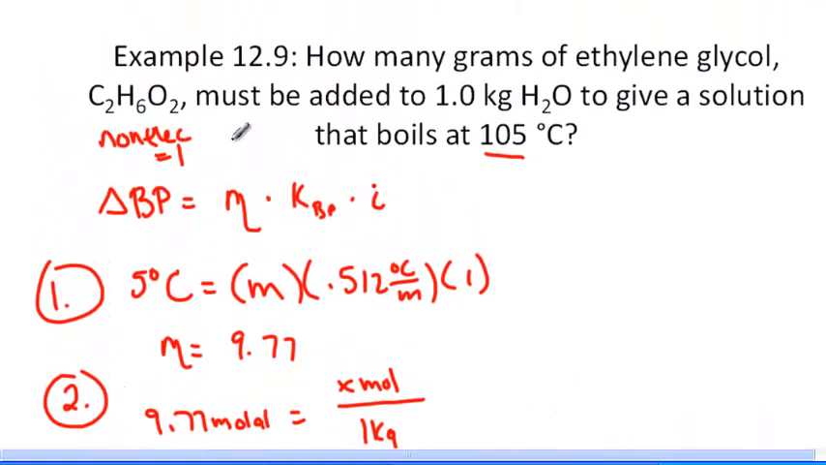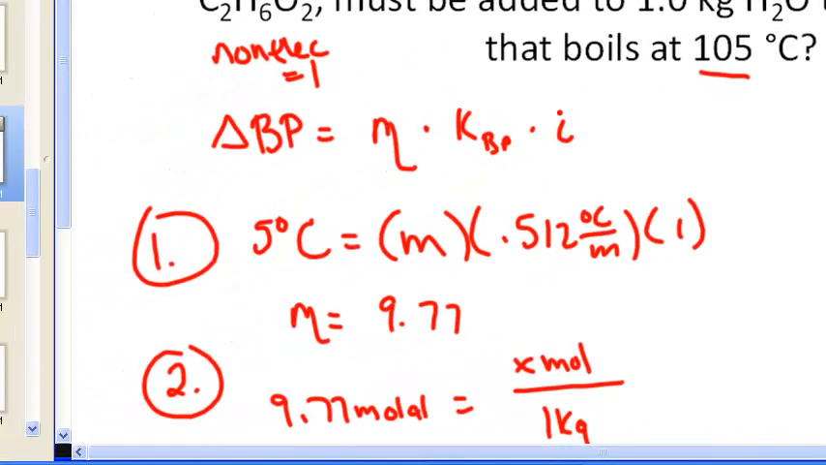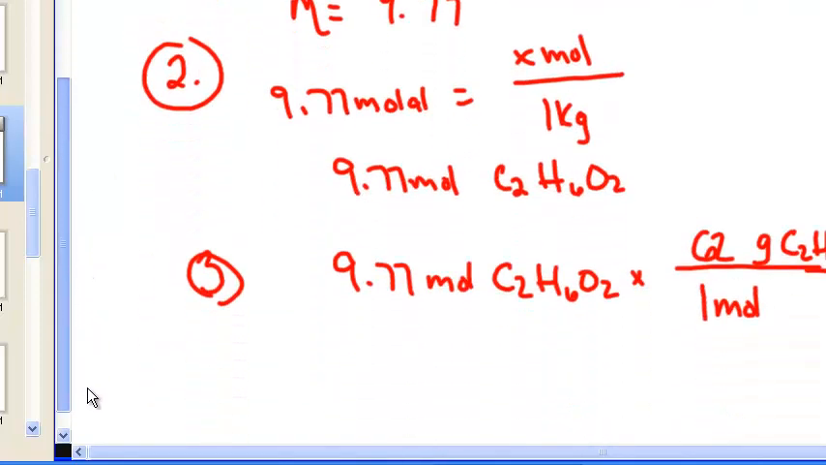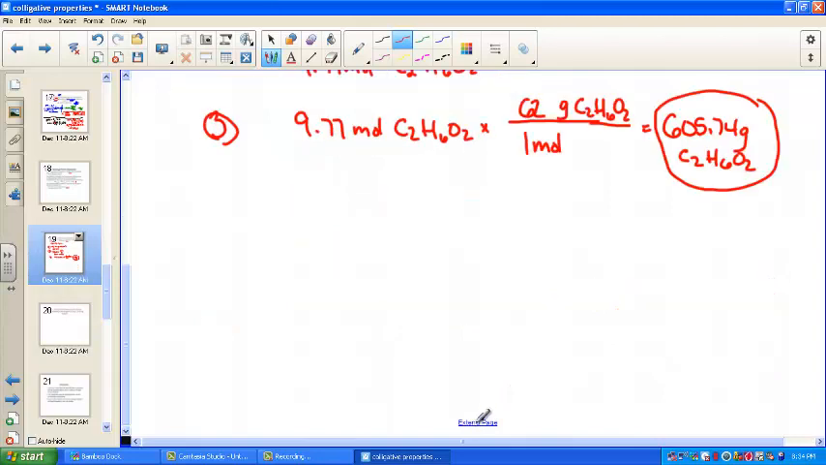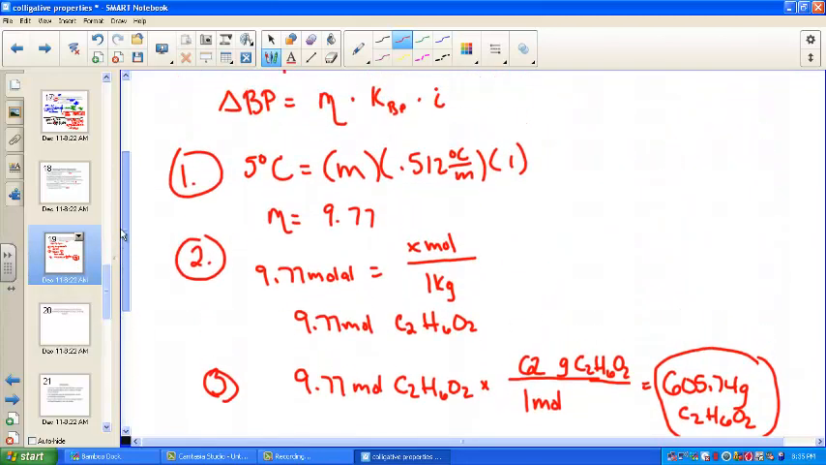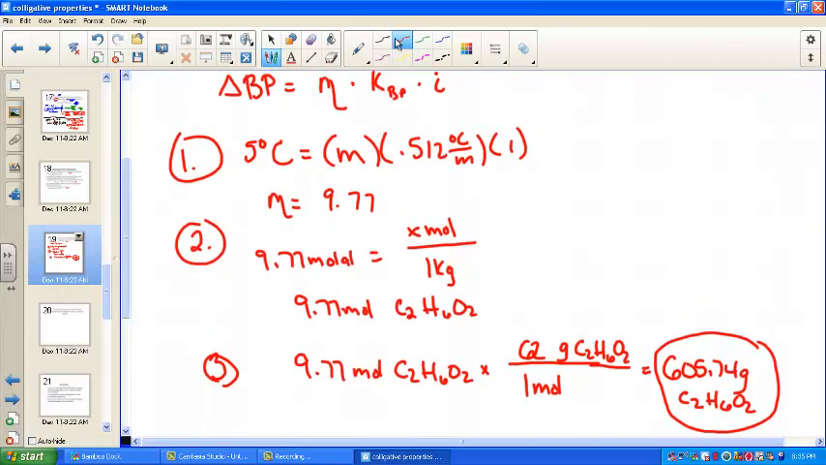What have we just determined? How many grams of the solute do I add to a kilogram of water to get it to boil 5 degrees higher? To get my solution to boil at 105 instead of just pure water boiling at 100, it takes 605.74 grams of ethylene glycol. If you're like me, you can think of this in 1 step instead of 3. It's just a preference.